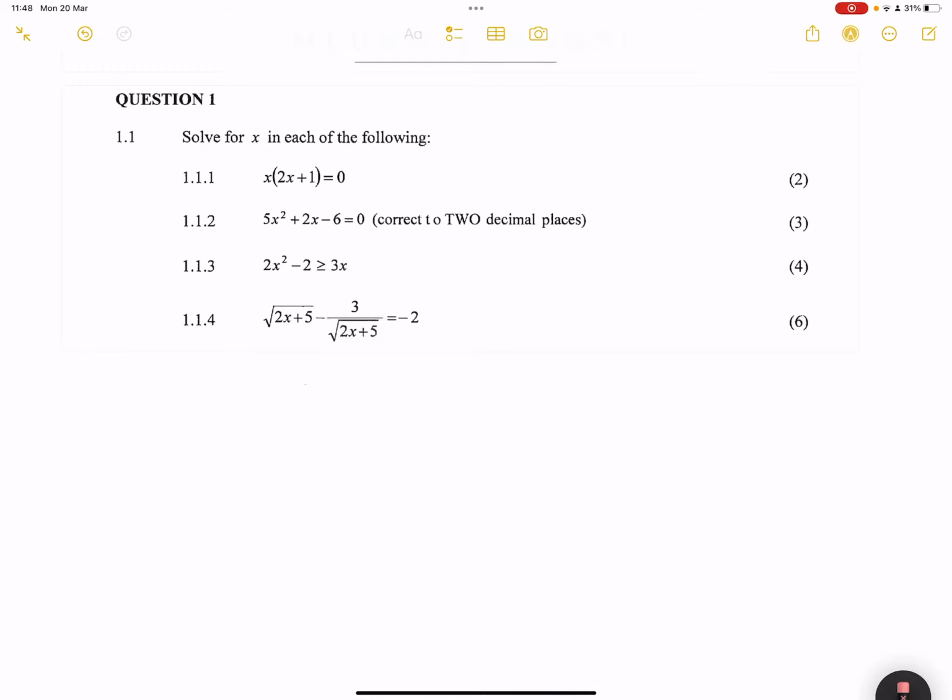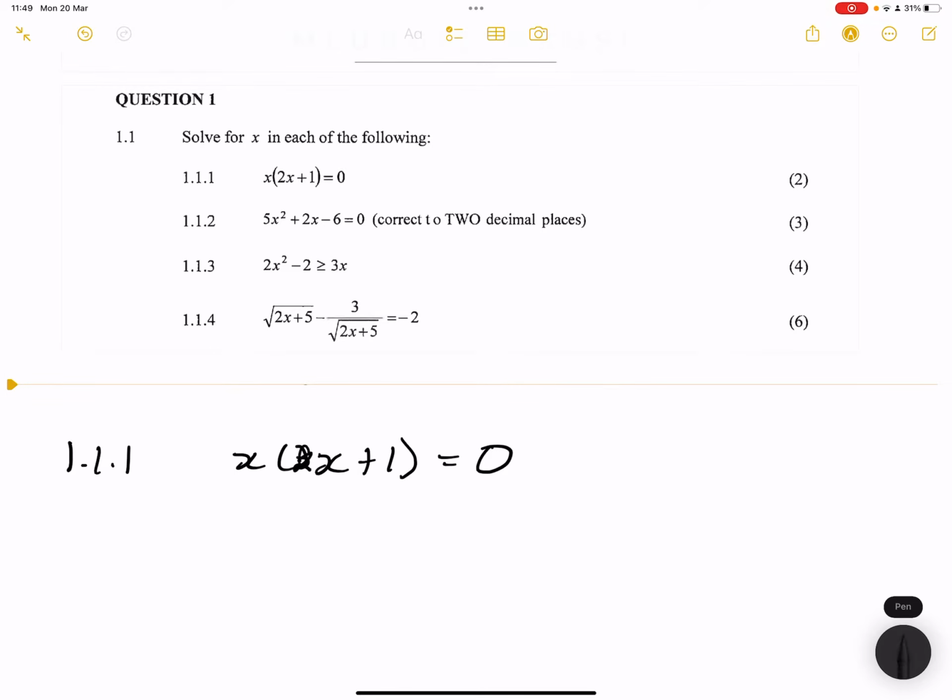Okay, so that's 1.1.1. Okay, so in this case, we've got x into 2x plus 1 is equal to 0. Now, please, ladies and gents, for this one, don't waste too much time. If you've got a 0 on the other side, there's no need for you to multiply inside the bracket. All we need to do is just give our solution. So in this case, it's already factorized for us.